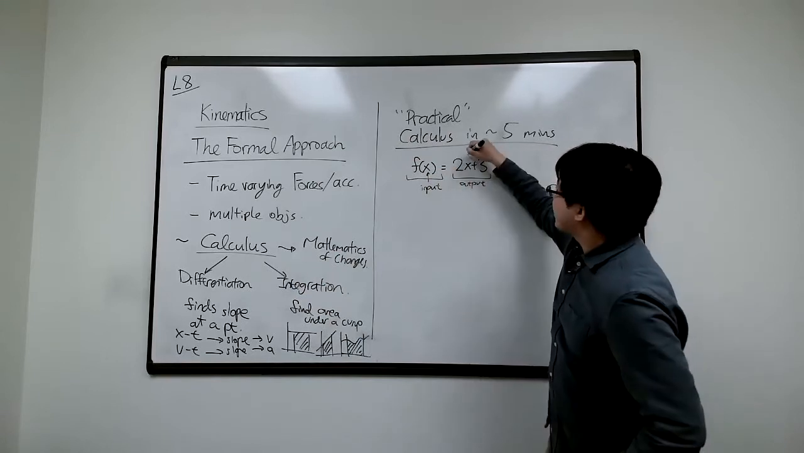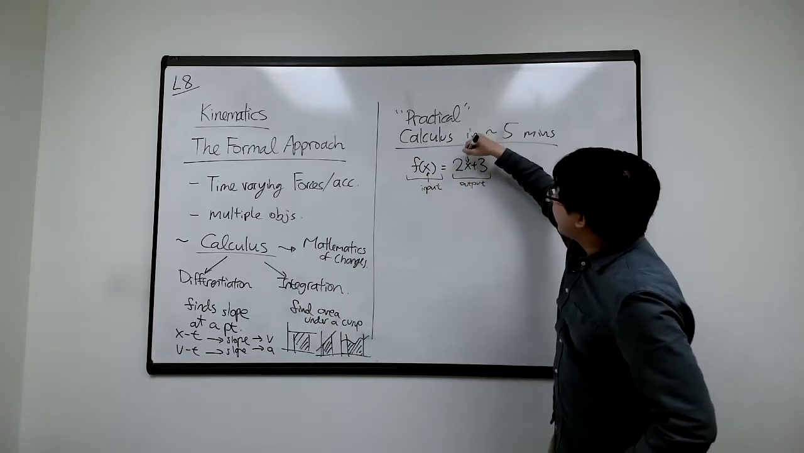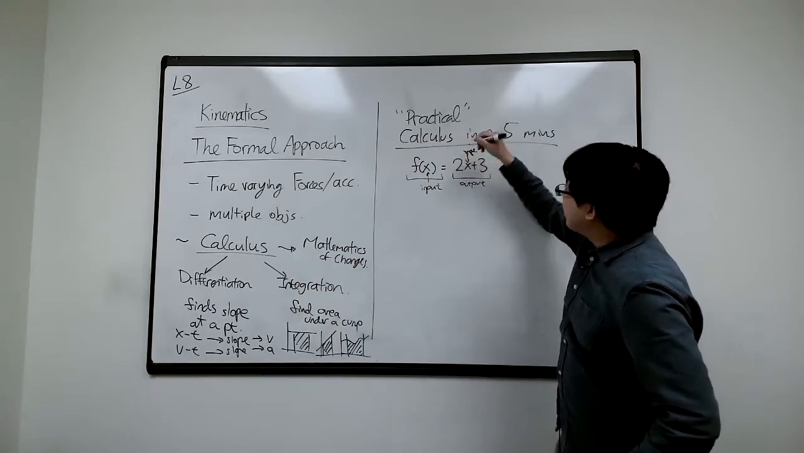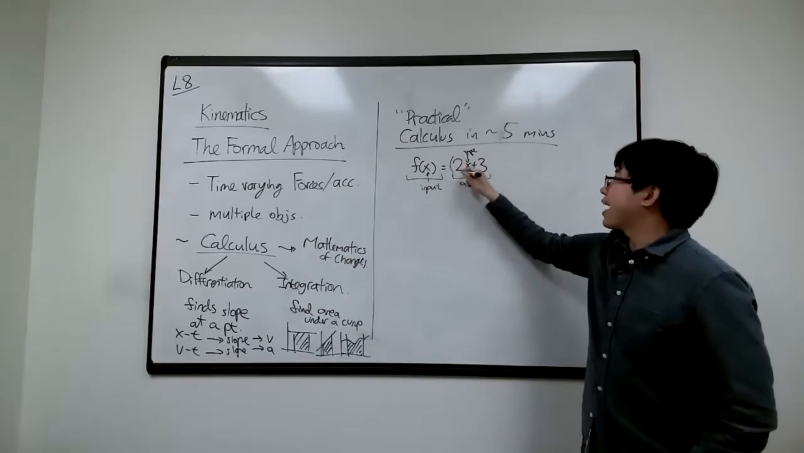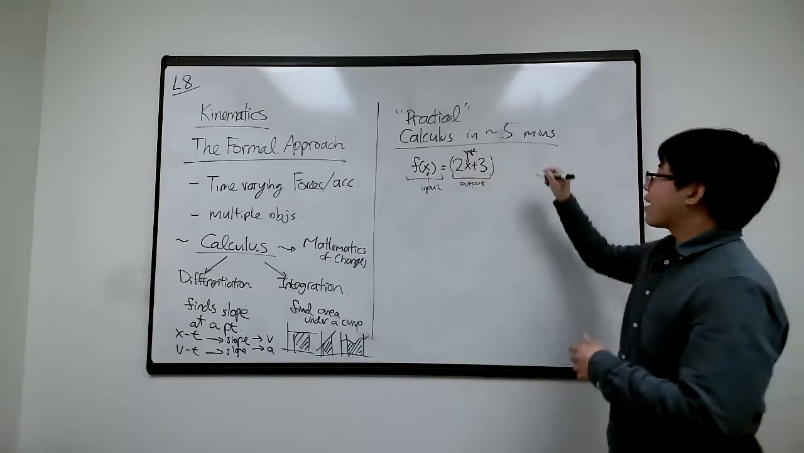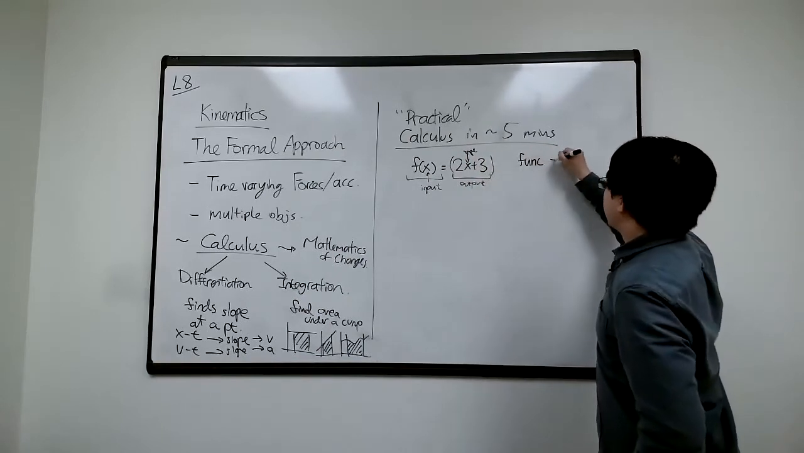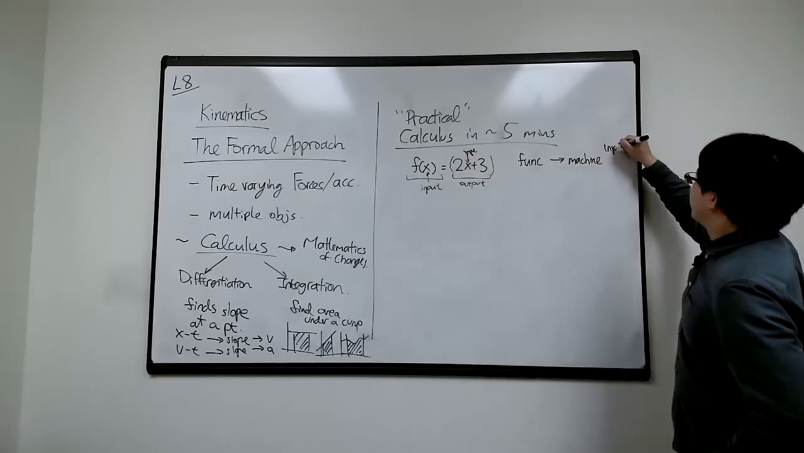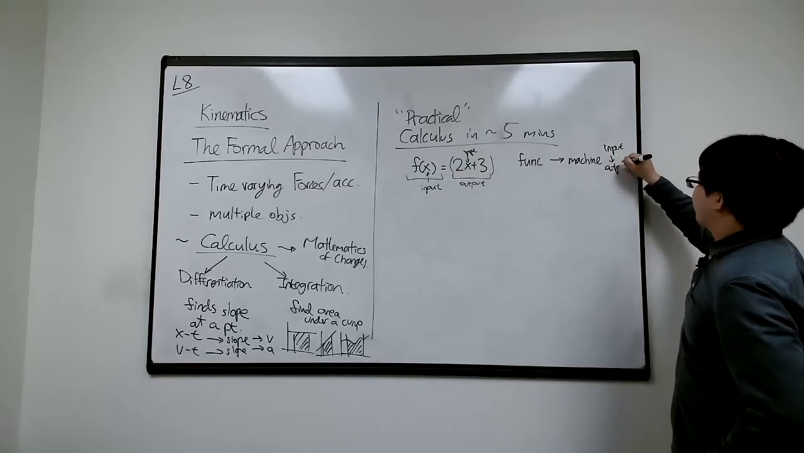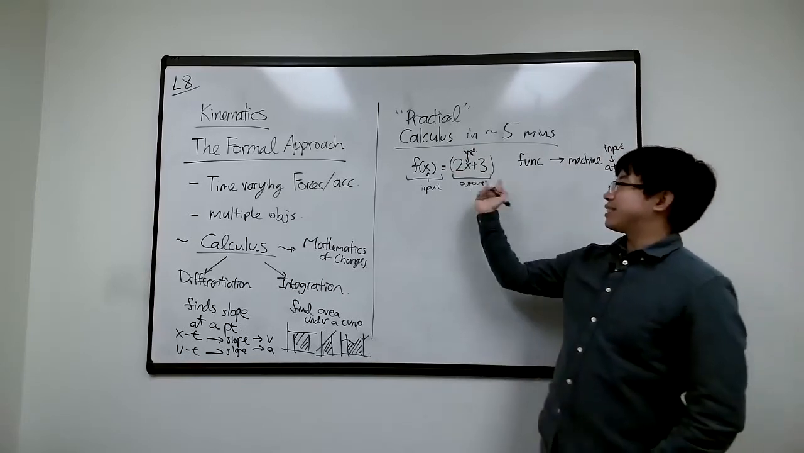Okay, so x itself, the one inside, right? The x is an input, and the whole thing, 2x plus 3, the whole thing is the output. So a function in math is basically a machine that takes input and generates output. Okay, so this is a simple function.